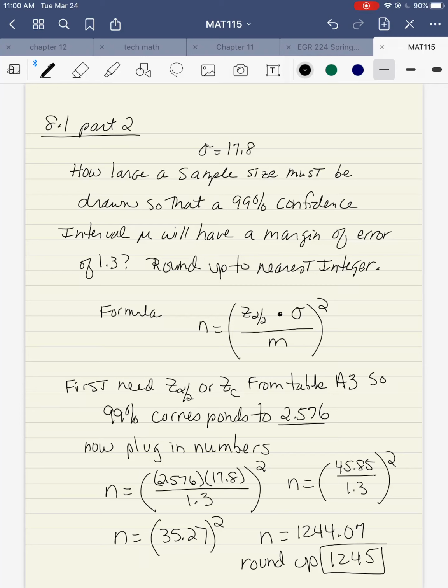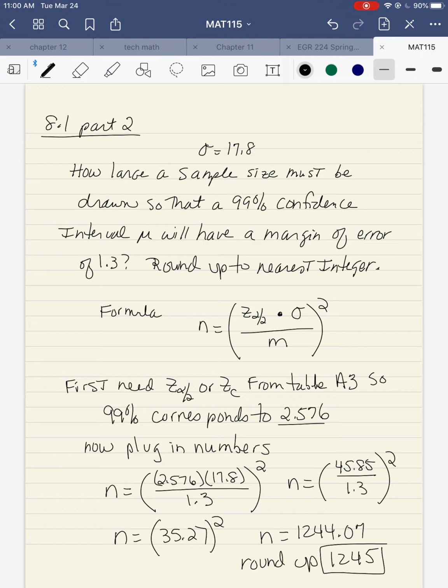In section 8.1 part 2, now we're going to be working it backwards, asking the question, how large of a sample size do I need to get this particular confidence interval? And the way we're going to do that is whenever they're talking about how large of a sample size is needed, that's always rounded up to the next whole number. It doesn't matter if it comes to like 10.6, you round to 11, or if it came to 10.1, you would still round to 11. So just please keep that in mind.